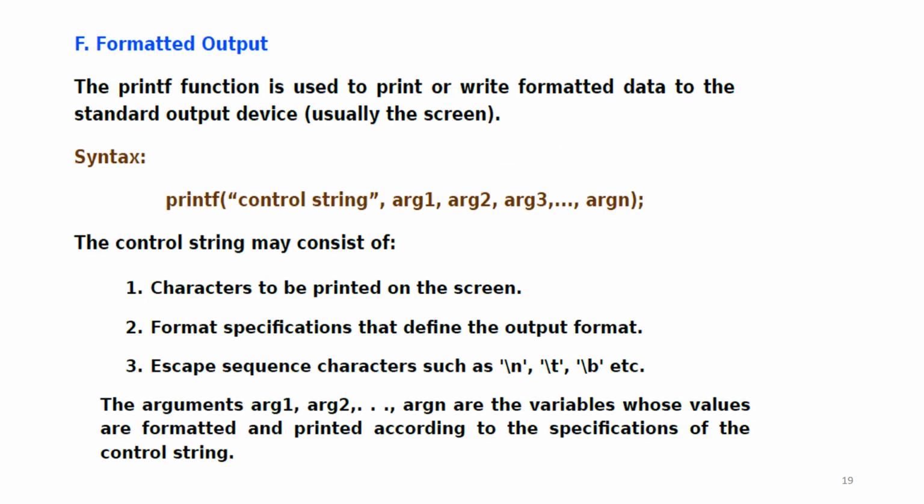And to print the formatted data to the output device, you can use the printf function. The syntax is printf. Inside the parentheses, you have to mention the control string and arguments. The control string may consist of the characters to be printed on the screen, second, the format specifications that define the output format, and escape sequence characters such as \n, \t, \b, etc. The arguments are the variables whose values are formatted and printed according to the specification of the control string.